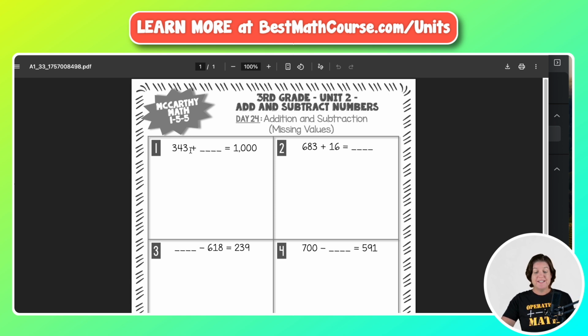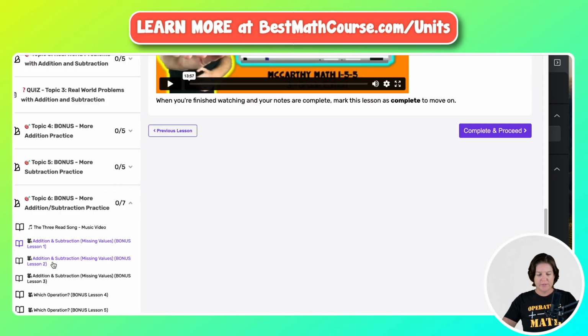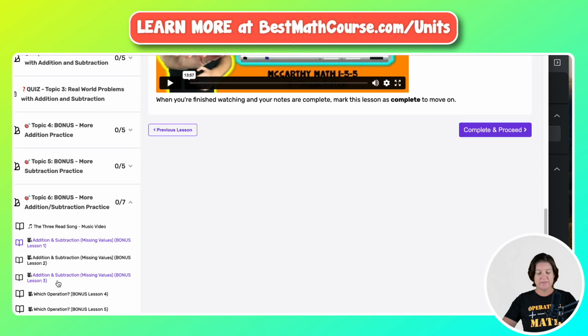So for this one, yes, it says addition, but we're trying to find the missing addend here. One way to do that would be to subtract 1,000 minus 343 to figure out what that is. So that's what we work on in these episodes. 1, 2, 3 practices with missing values, just like that.